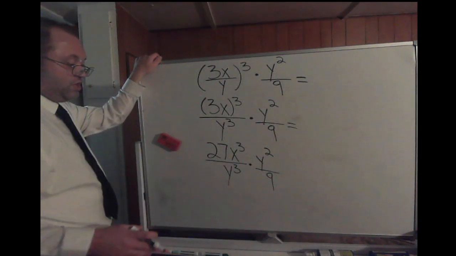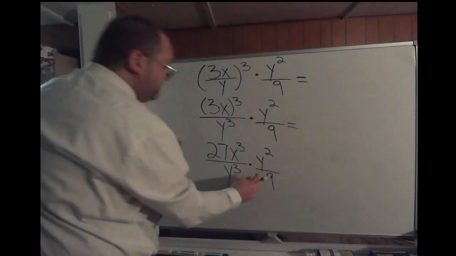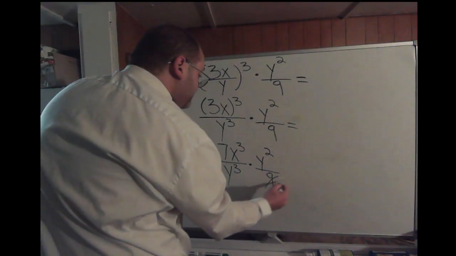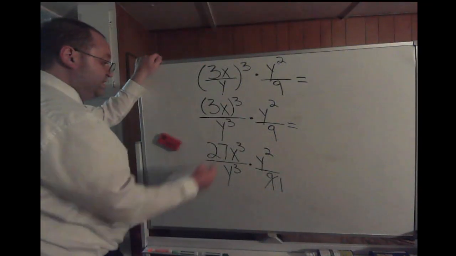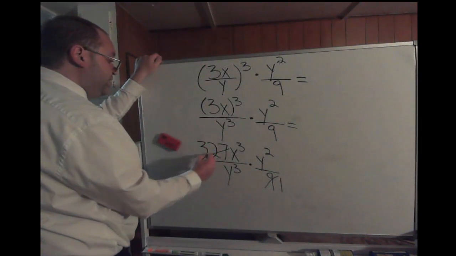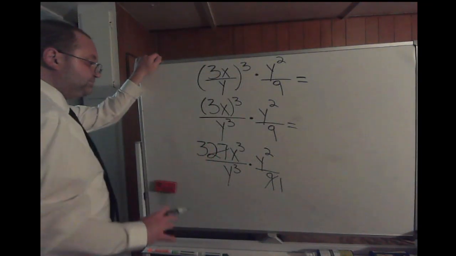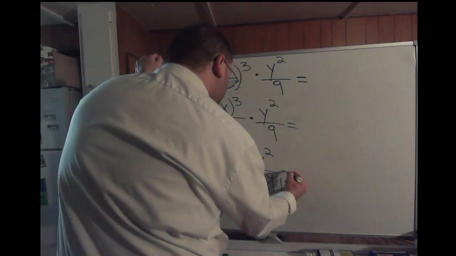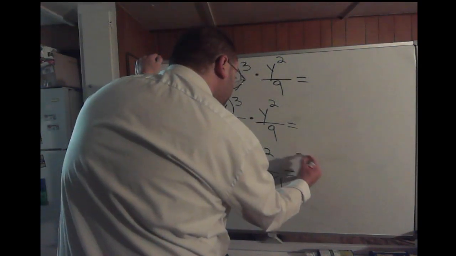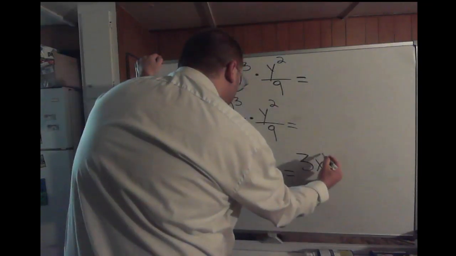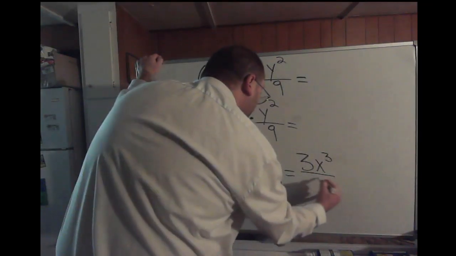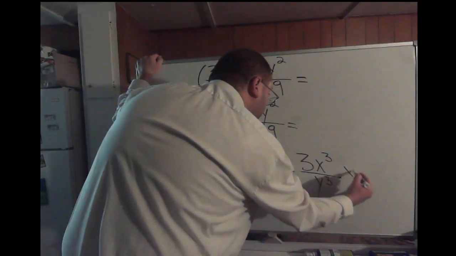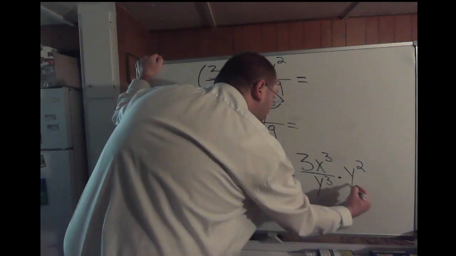Well, start with your coefficients. Between 27 and 9, the greatest common factor is 9. So you divide 9 by 9, you get 1. Divide 27 by 9, you should get 3. So what you're left with now is 3x to the third over y to the third times y to the second over 1.